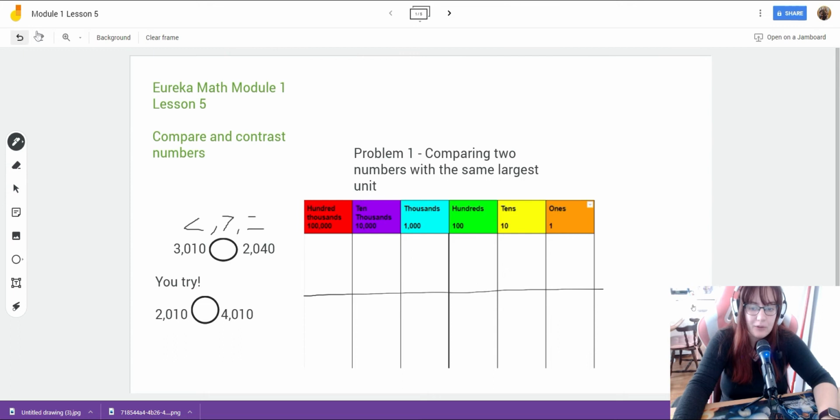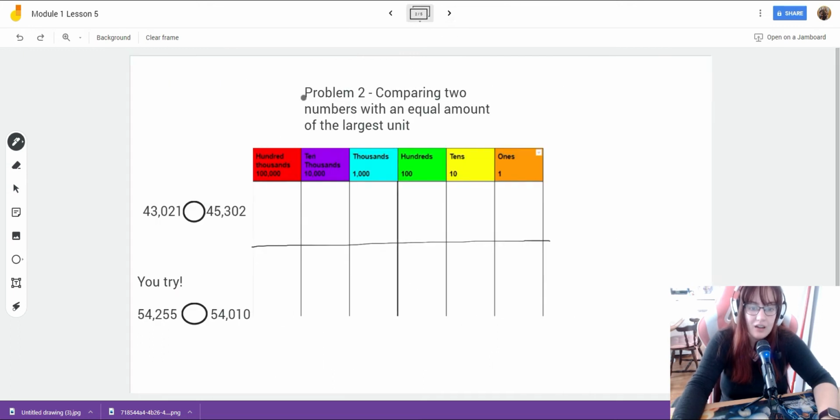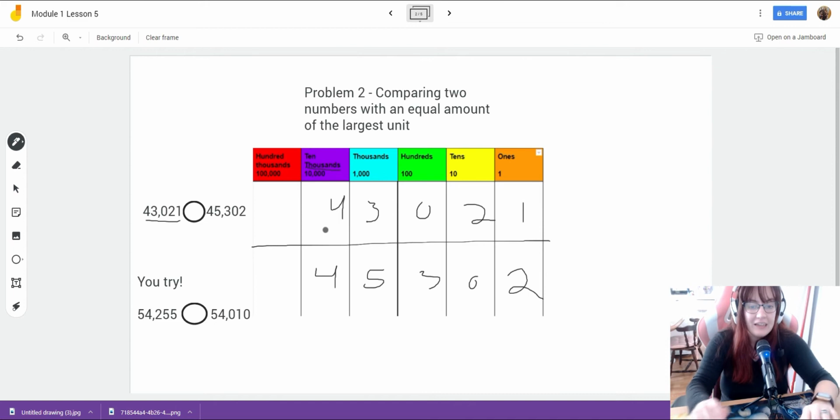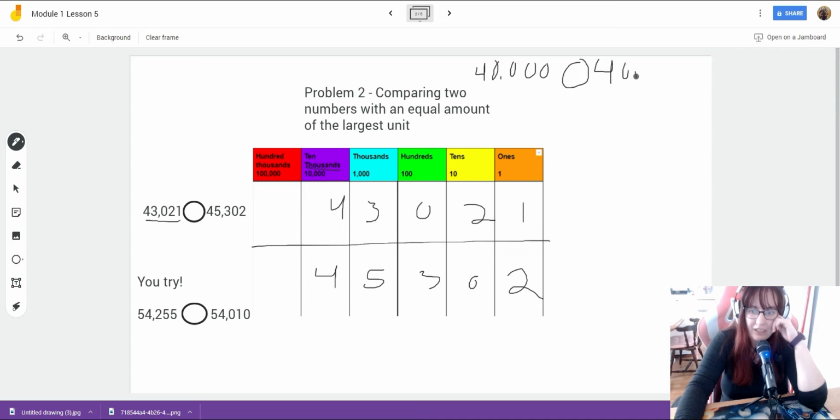For this second problem, we're going to be comparing two numbers that are a little bit bigger this time. So we have 43,021 compared to 45,302. And again, just like before, I'm going to compare my largest place value, which in this case is the 10,000s, since that's all the way to the left. And what I run into now is that I have 4 10,000s versus 4 10,000s. So if I were to write that out, I would have 40,000 compared to 40,000.